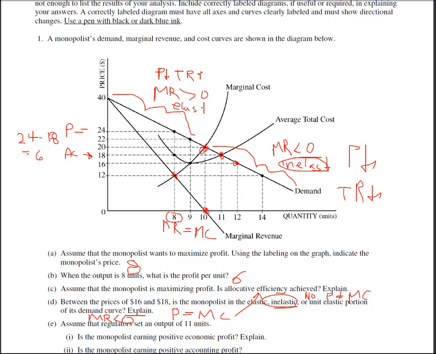Okay, let's keep going down. Assume that the regulator set an output of 11 units. So if a regulator sets an output of 11 units, let's say the price is going to be 18, so I'm right here in the inelastic portion of my demand curve. So there's 11 units. Is the monopolist going to be earning positive economic profit? Well, right there, notice $18, it's 0 economic profit. So it's 0 economic profit.